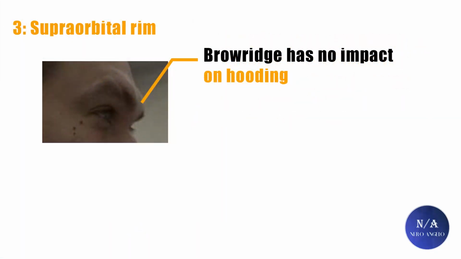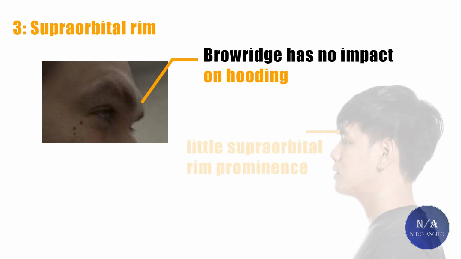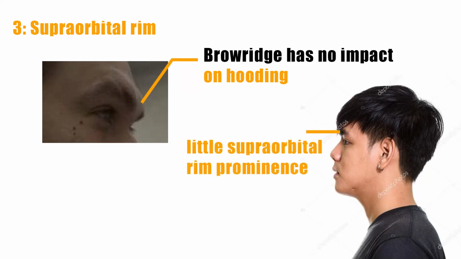Quick note, brow ridge has no impact on hooding. Upper eye fat pads are located under and slightly behind the supraorbital rim. The only factors impacting hooding are supraorbital rim projection, fat pad size, and descent. Asians tend to have little supraorbital rim prominence, but their upper eye fat pad descends anterior to the upper eyelid regardless of rim projection, most likely as a response to cold environment.